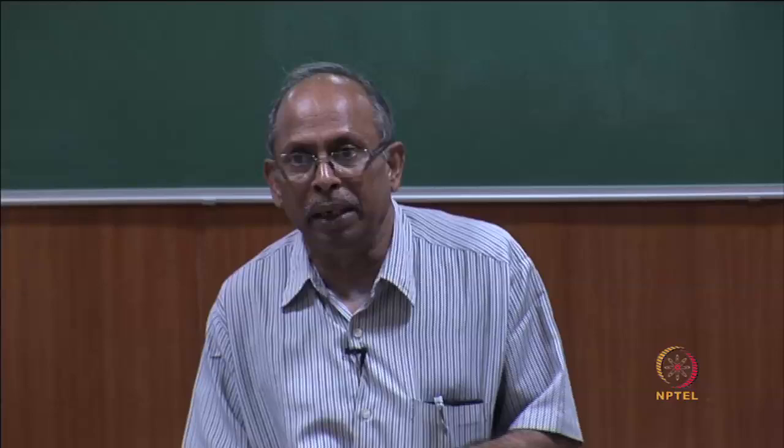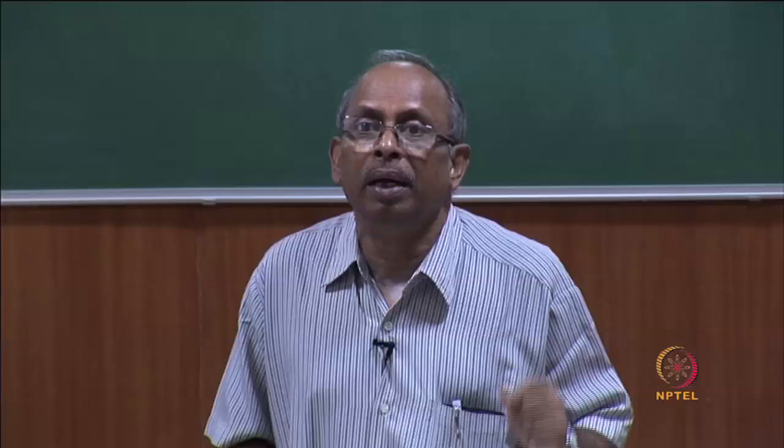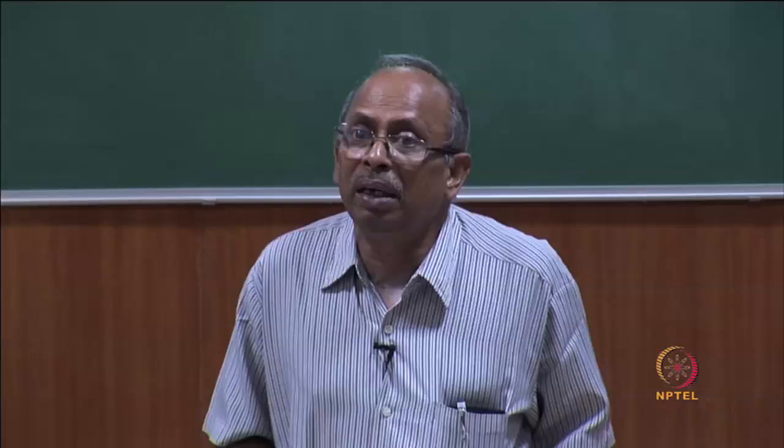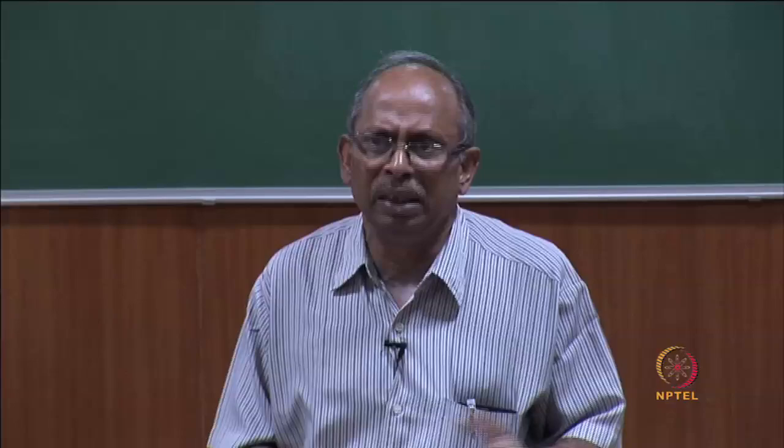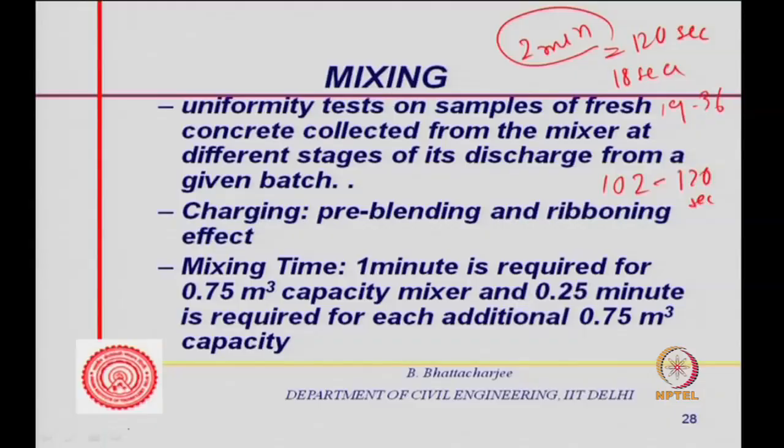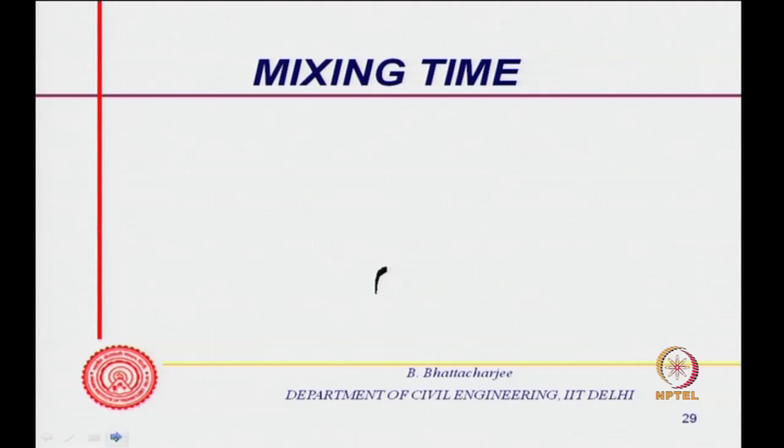Now, charging of the mixer machine should consider the pre-blending and rebonding effect, which I showed earlier, the feed. And mixing time: 1 minute is required for 0.75 meter cube capacity mixer and 0.25 minute required for each additional 0.75 meter cube capacity. This is given as per the code, but we will talk about this a little bit more. Let us just talk about uniformity of the mixing.